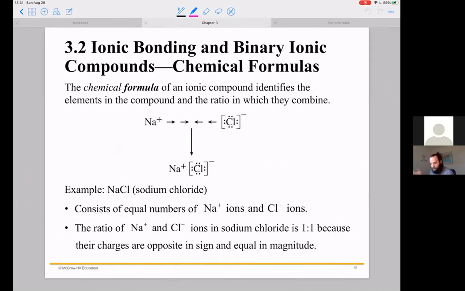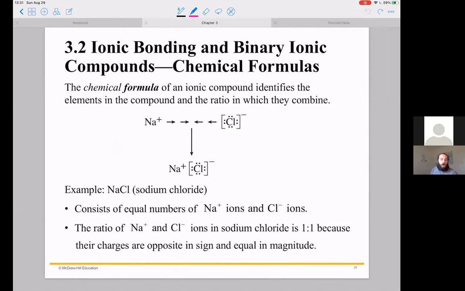All right, and so again, this uses chlorine instead of fluorine. They're in the same position on the periodic table. But yeah, we have our negatively charged chloride ion and our positively charged sodium ion. They're attracted together, so they would form this compound here, sodium chloride, and we'll get into how we name them and all that good stuff later.